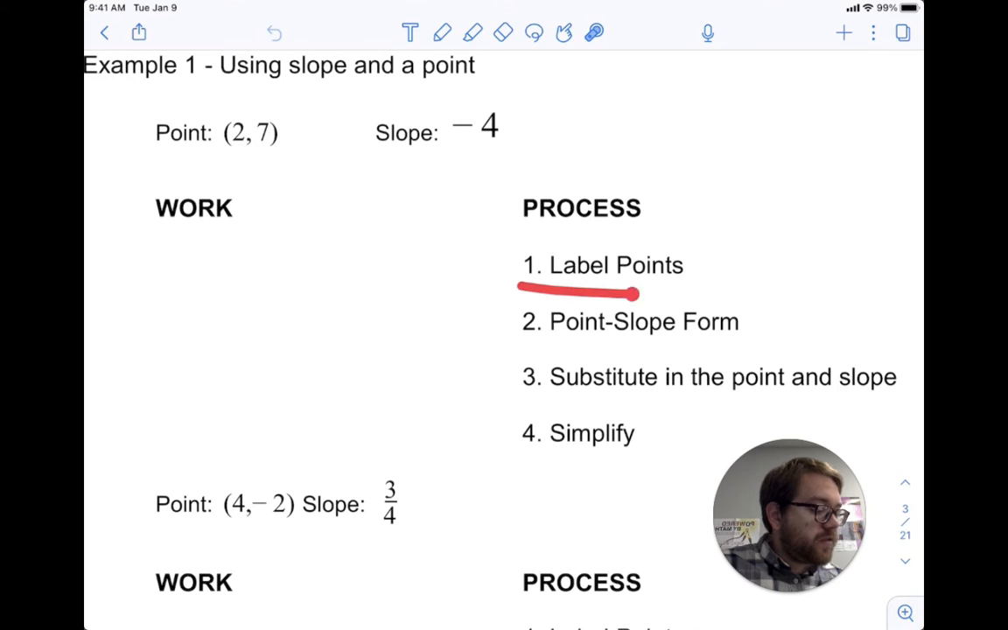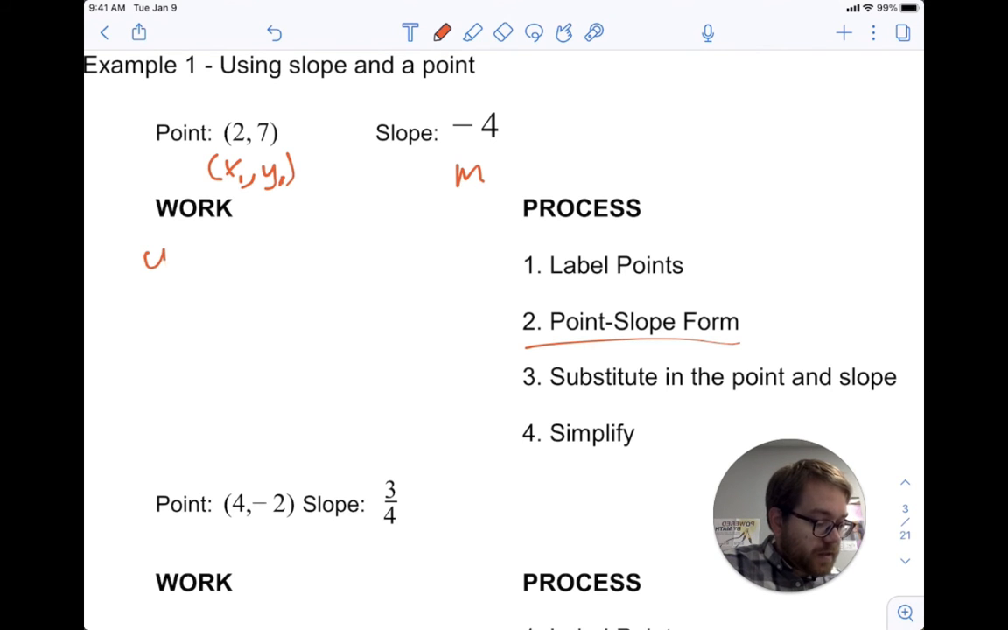Let's first start by labeling our points. Our point here is x sub 1 and y sub 1. And this is our slope, if we want to remember that. That's what the m is in our linear equation. So our point-slope form is y minus y sub 1 equals m times x minus x sub 1.